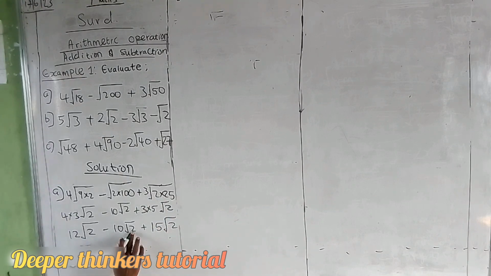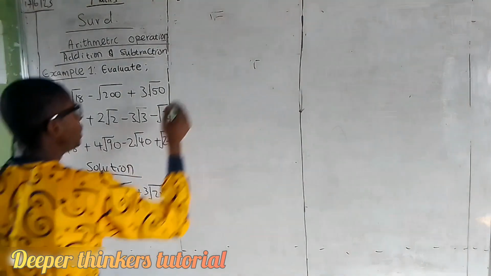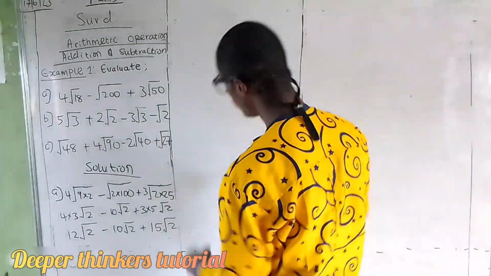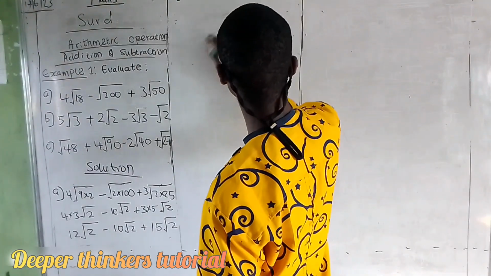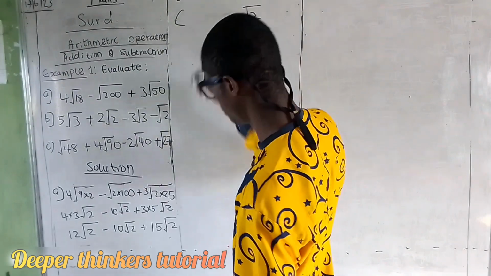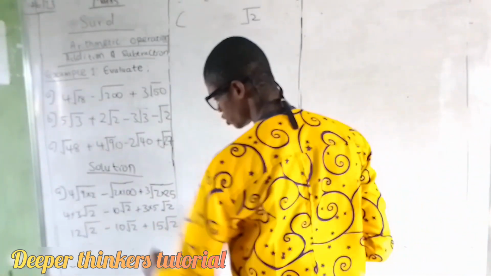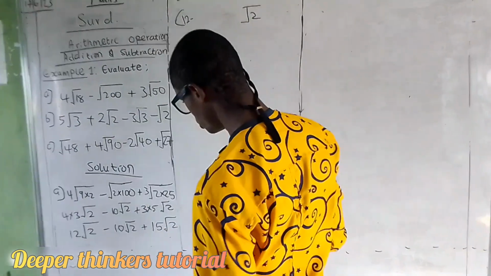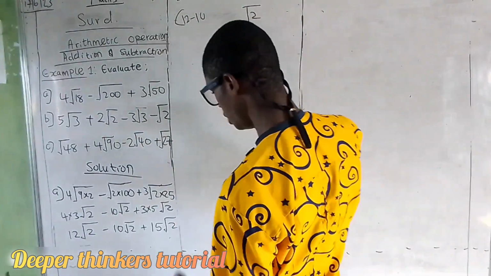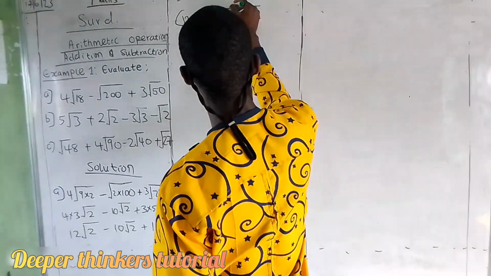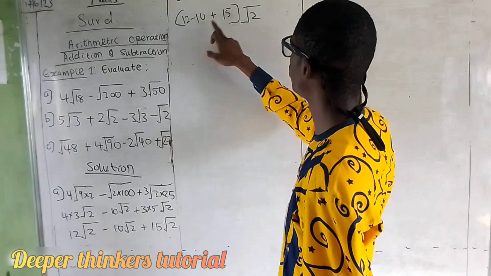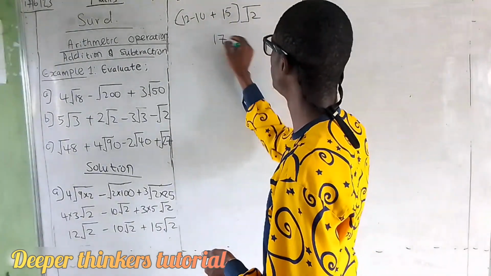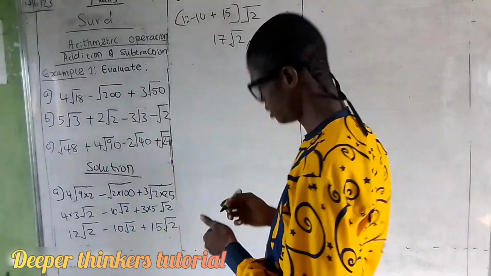So from here now we discover that they are now like terms. So everything is actually like terms. So what do you do here? What you do is you take one of the root 2, as I told you, then you add and subtract everything together: 12 minus 10, then plus 15. So 12 minus 10 is 2. 2 plus 15 is 17 root 2. That we have it, 17 root 2.